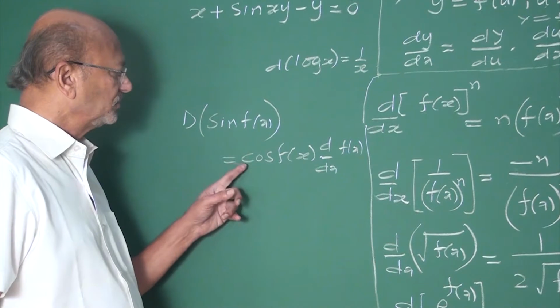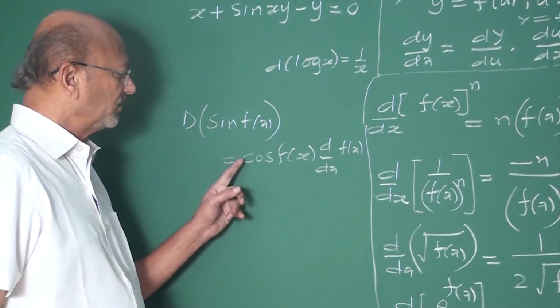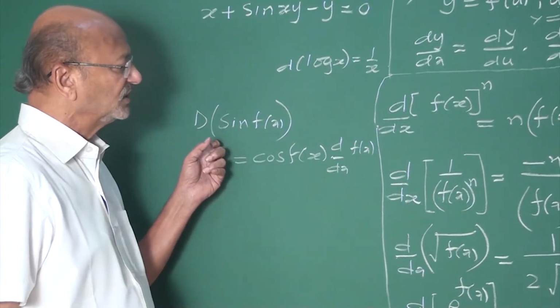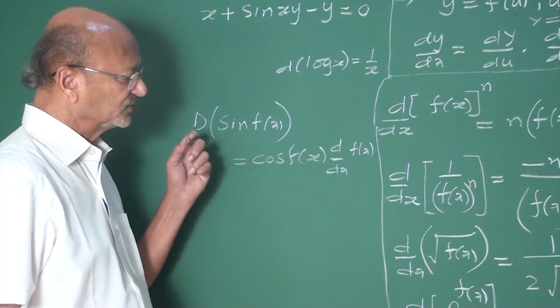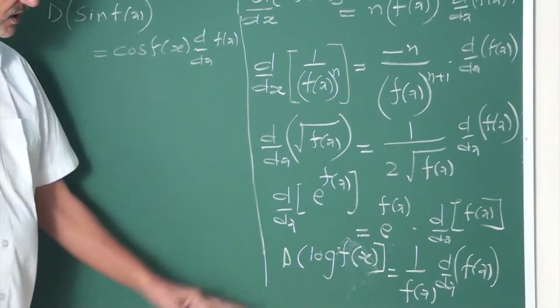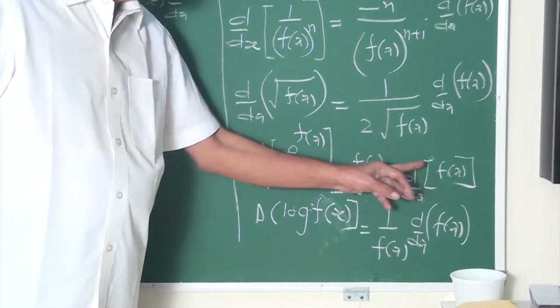If it is cos, minus sin f(x) into derivative of f. If it is cot, minus cosec square f(x) into derivative. Like that it is with trigonometric ratios, my friends. It is with exponential function. What is another one? A to the power f(x) into derivative of f(x).